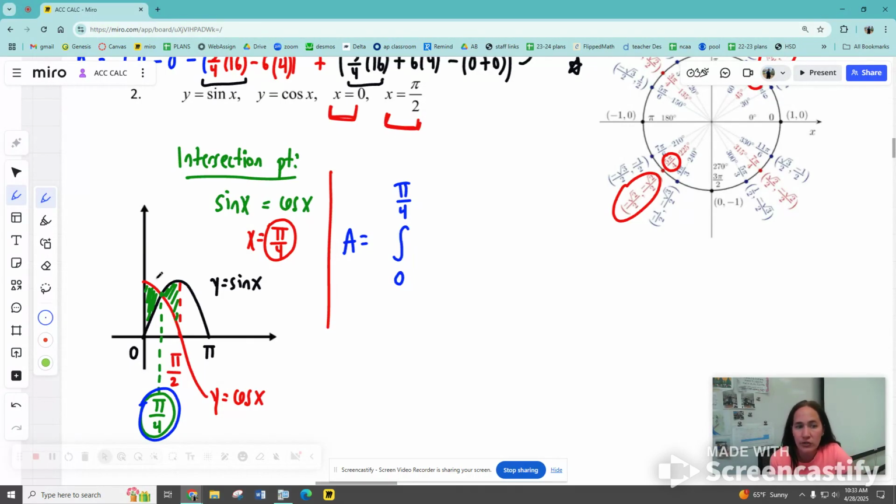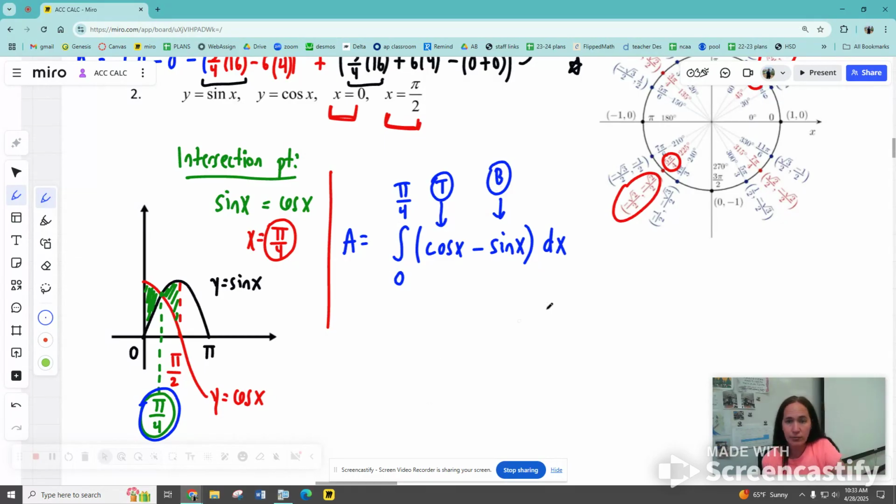If I look at the picture, for starters, the red curve is bounding the region from the top, and that's cosine of x. We're going to start our integral as cosine of x minus sine of x dx, and this is your top function. I'll put t for top, and this is your bottom function, b for the bottom.